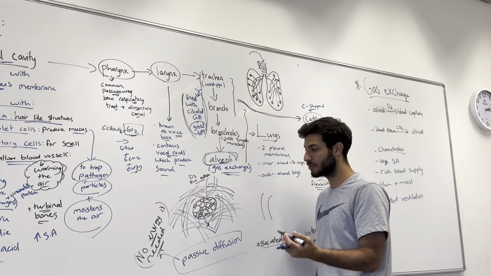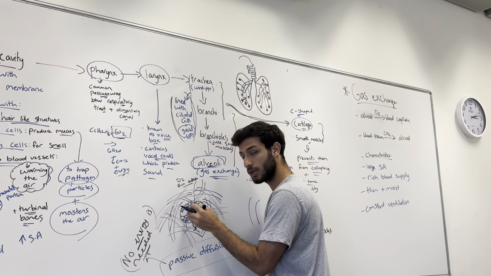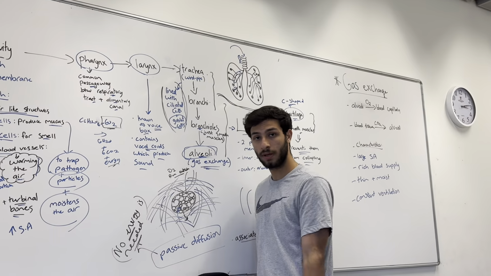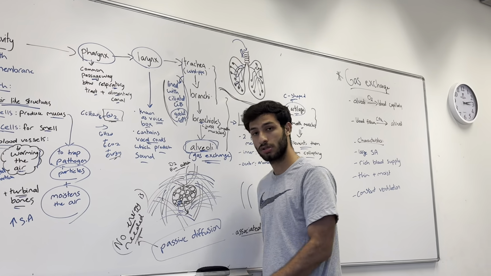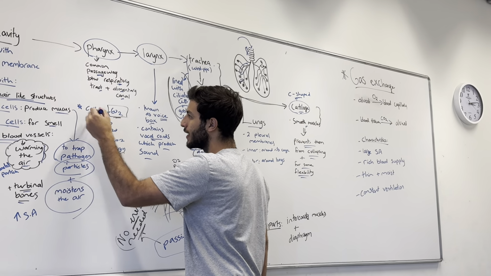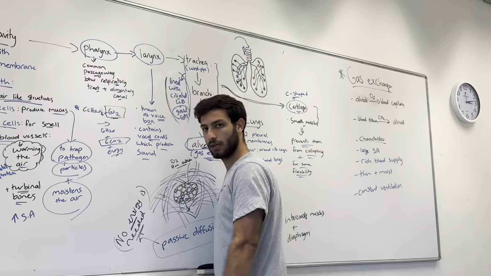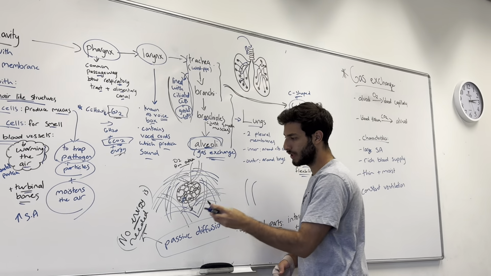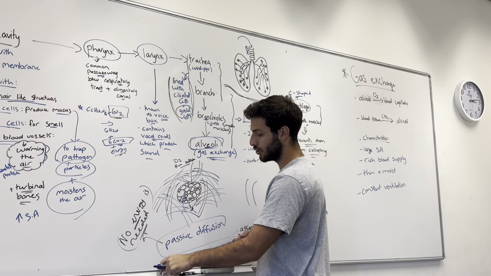And now the same thing for CO2. We have a low concentration of CO2 in our alveoli, and we have a high concentration of CO2 in our blood capillaries. Why do we have a high concentration of CO2 in our blood capillaries? Again, because they are performing cellular respiration, and a product of cellular respiration is CO2. So that's where the gas exchange occurs.